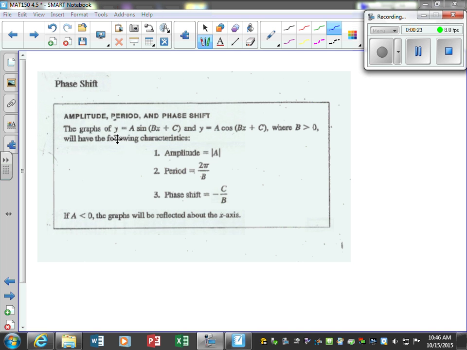When given the format y equals a sine bx plus c, or for the cosine as well, when b is greater than 0, our amplitude is defined by the absolute value of a. That's why in the last video I said it's always positive. The period is 2 pi over b, and the phase shift is negative c over b. Also, we want to make note that if the a term is negative, then the graph will be reflected about the x-axis, so it would justify a reflection.